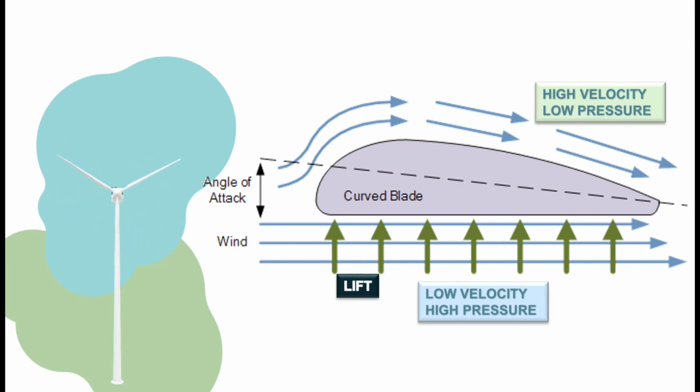According to Bernoulli's principle, when wind flows across the blade, the air pressure on one side of the blade decreases due to the increase in velocity. The difference in air pressure across the two sides of the blade creates both lift and drag. The force of the lift is stronger than the drag, and this causes the rotor to spin.